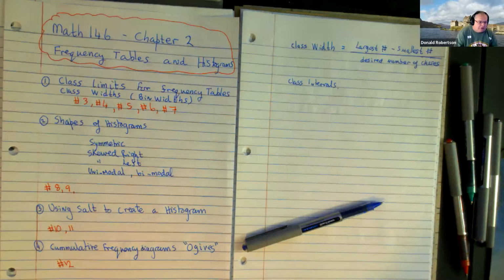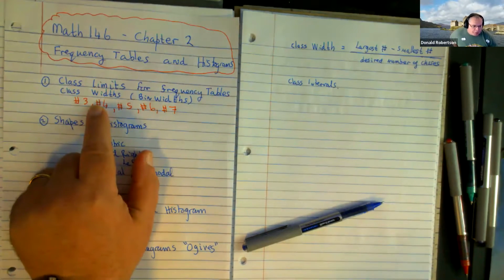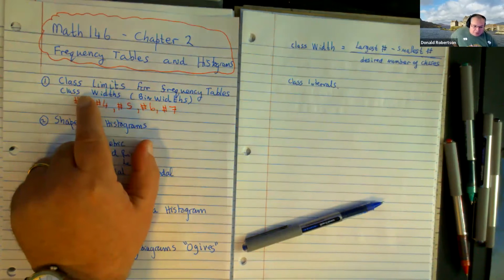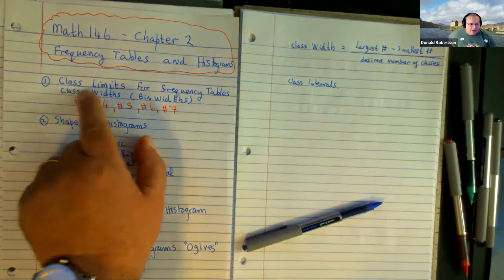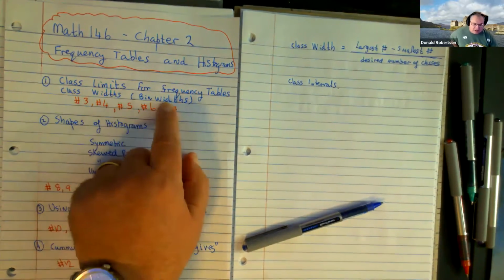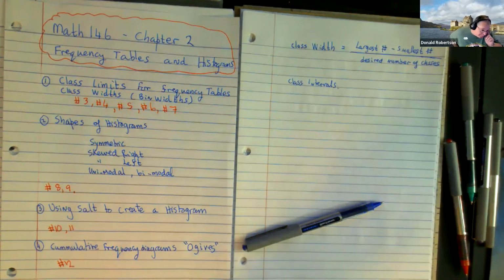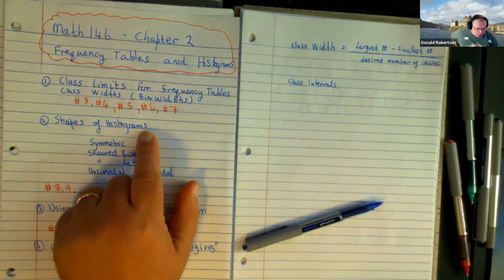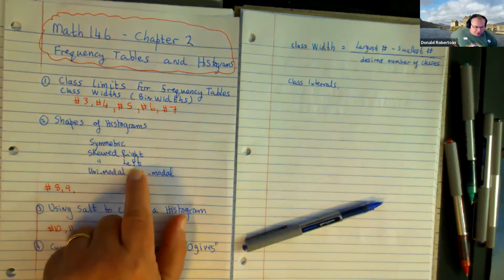So let's look at what we're going to do. We're going to look at frequency tables, essentially grouped frequency tables, and we're going to look at class limits and what are called class widths, sometimes called bin widths. Bin like in a dustbin, a thing you put things into. We've already talked a little bit about the shape, but not all of them.